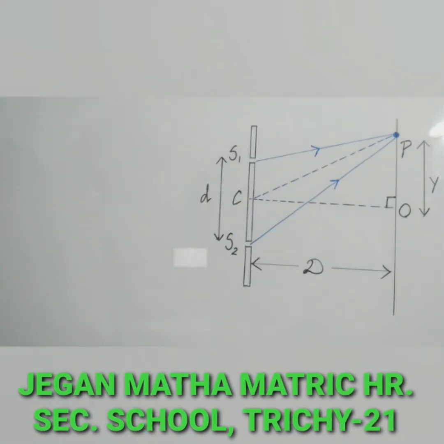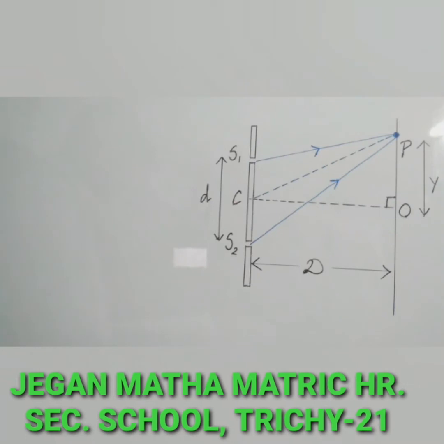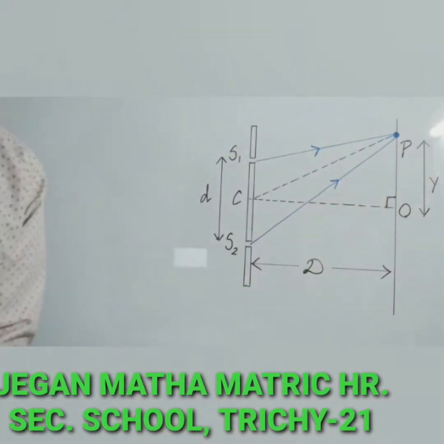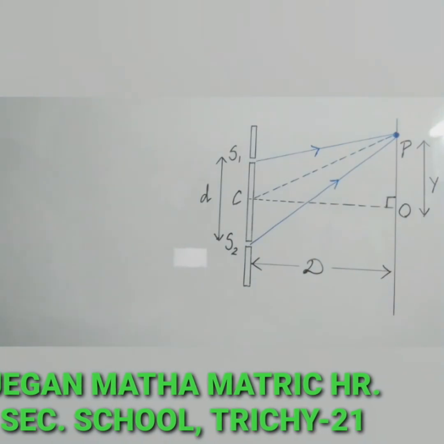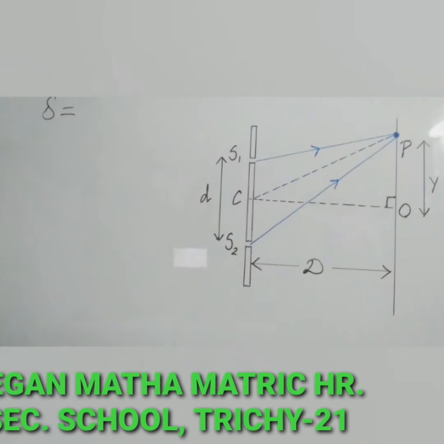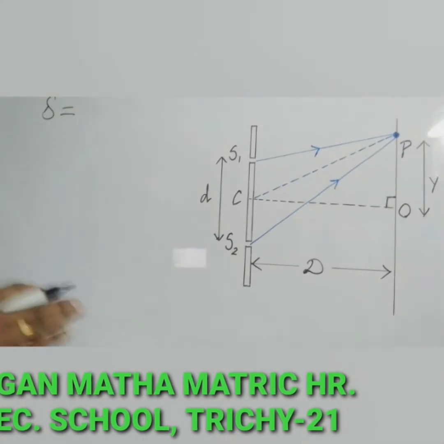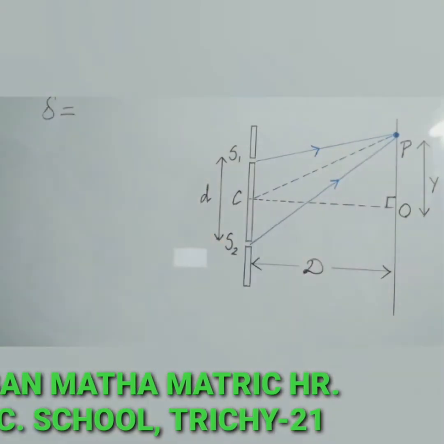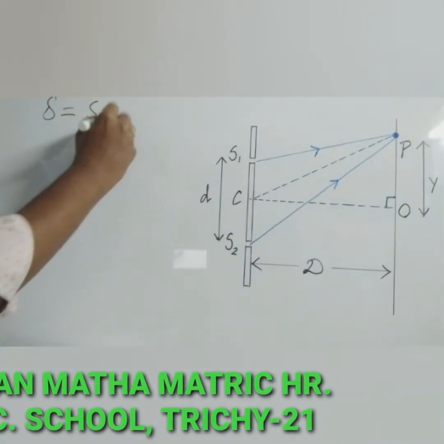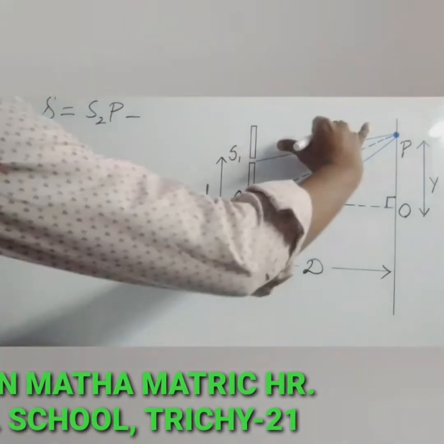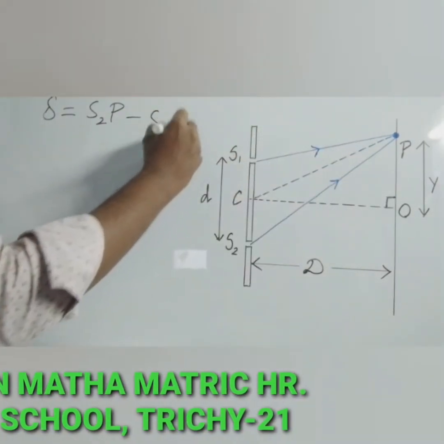The path difference delta between the light waves from S1 and S2 to the point P is given by delta equal to, so S2P is the greater distance, so we can write S2P minus this distance that has to be subtracted, S1P.